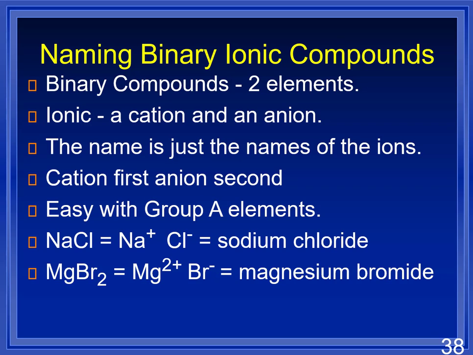Why don't they tell me about the 2? Why isn't that 2 in the name someplace? Well, because chemists are lazy. And they don't want to write any more than they absolutely have to. And every time you put magnesium and bromine together, there's going to be 2 bromines, because the charges have to add up to 0.